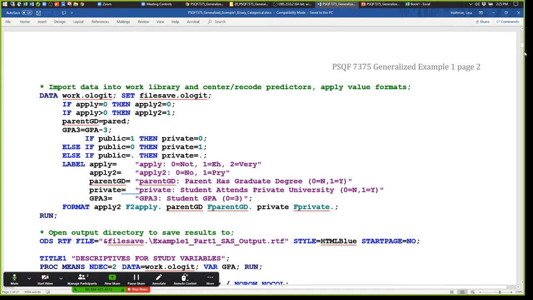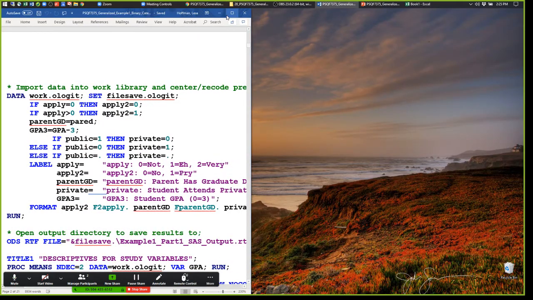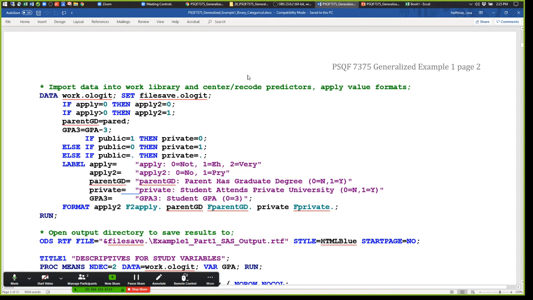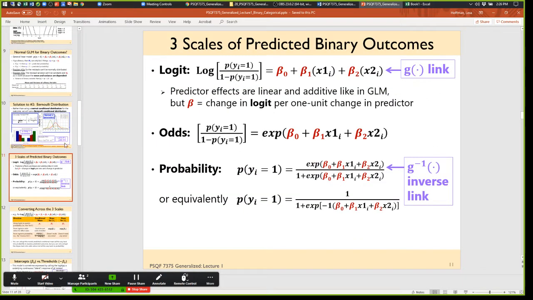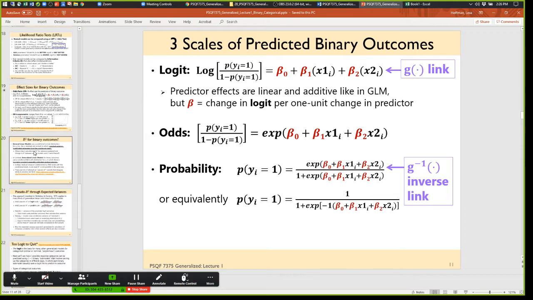Where were we last time? We were talking about logits and nominals and stuff like that, right? Remember that? Are we ready to change gears and do that? Are you ready? Take a breath, center. Have a drink, whatever beverage of choice. Let's review. Too logit to quit.